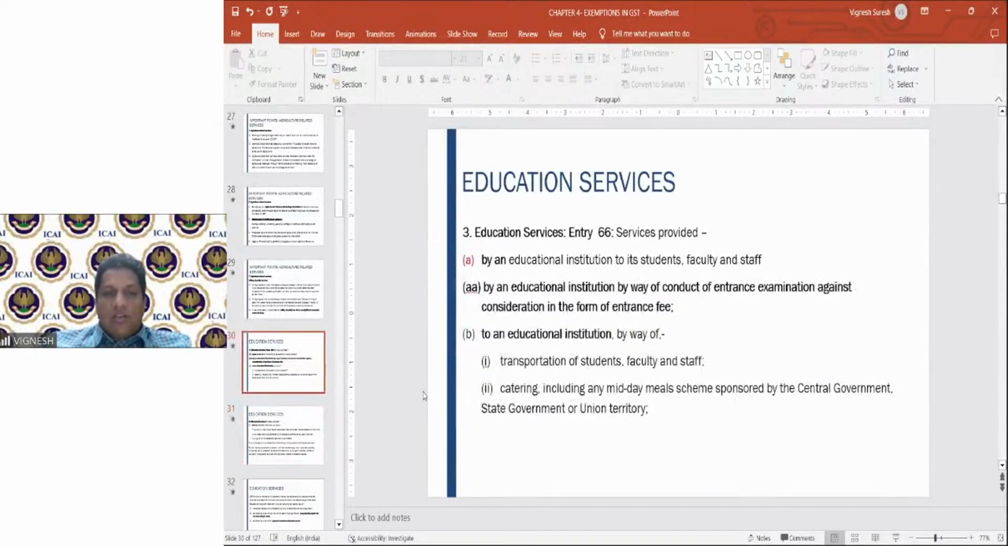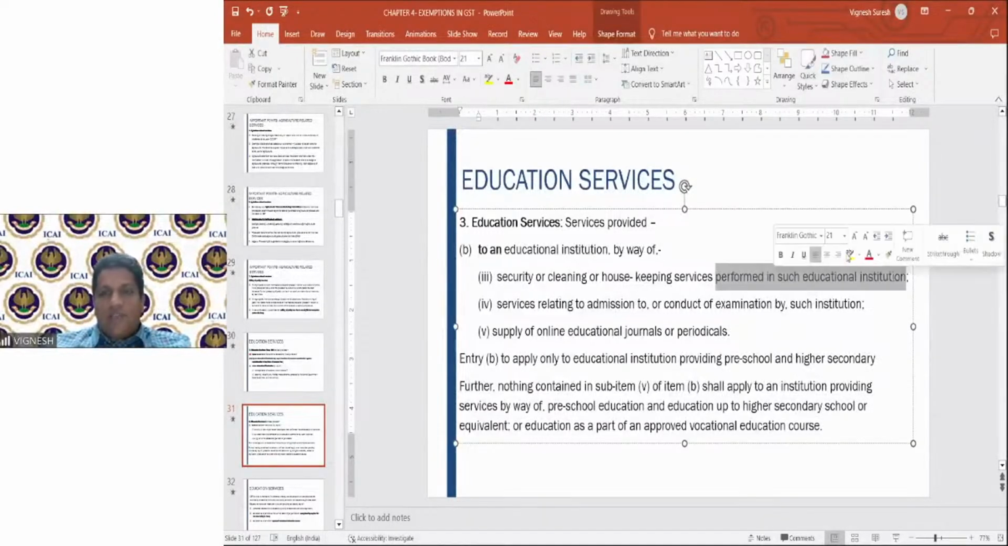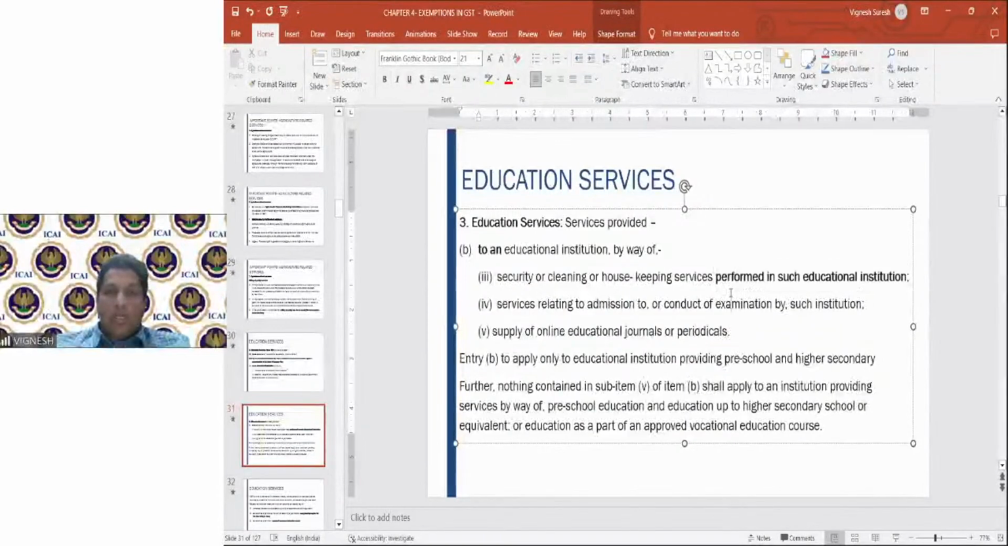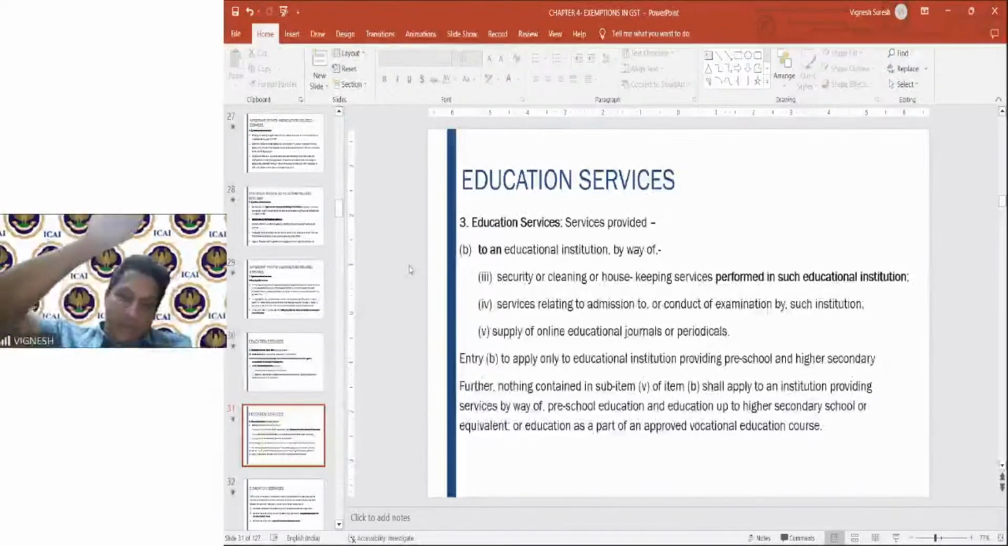Then there is a continuation. Please make a note: services to an education institution. First one is transportation. Second one is catering. Third one is security, cleaning, housekeeping services, which are performed in an education institution. This is a very critical point. The services have to be performed in an education institution. That means if the education institution is organizing some function outside in an auditorium and their security is being arranged, that will not come here. The security, cleaning or housekeeping services have to be provided in such education institution. Only then will it be exempt.